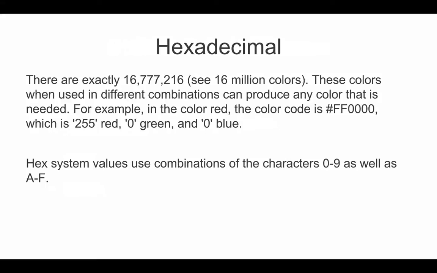Hexadecimal gives us 16 million color possibilities. Hexadecimal uses the hashtag symbol in the value followed by 6 digits, which appear as characters from 0 to 9 and A through F. 0 being the least amount of a color and F being the highest amount of color. The value is grouped into 3 pairs. The first 2 characters represent the color red, the second 2 characters represent the color green, and the third 2 characters represent the color blue.